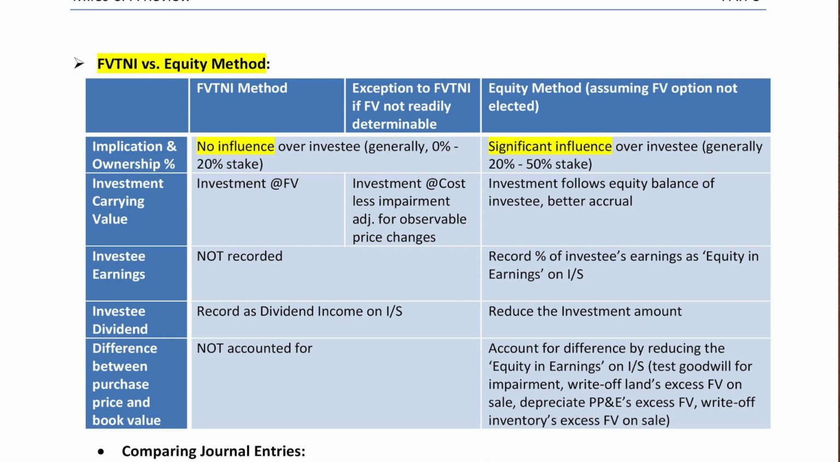Under the fair value through net income method, the investment is at fair value on the balance sheet. Whereas under the equity method, the investment follows the equity balance of the investee. Think about it. As the investee earns money, the investment account goes up. As the investee pays out dividends, the investment account goes down. So it's basically following the equity account balance of the investee.